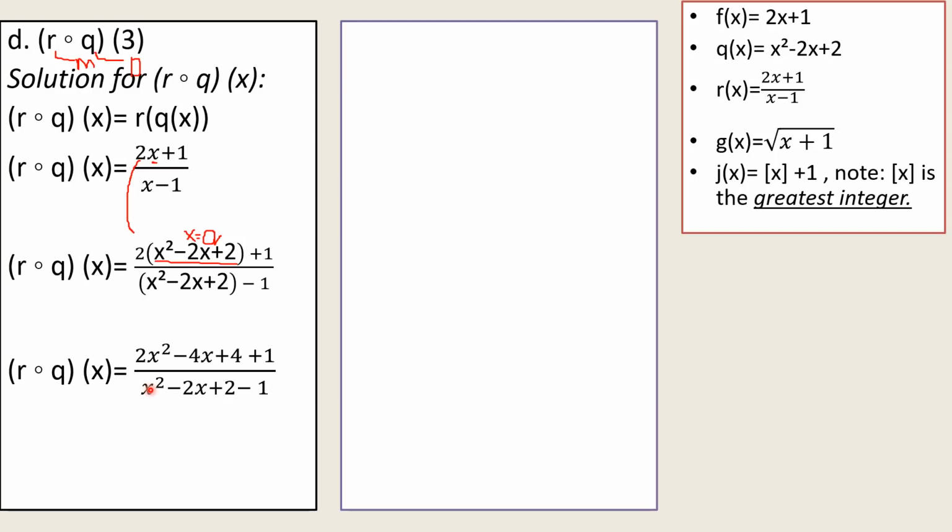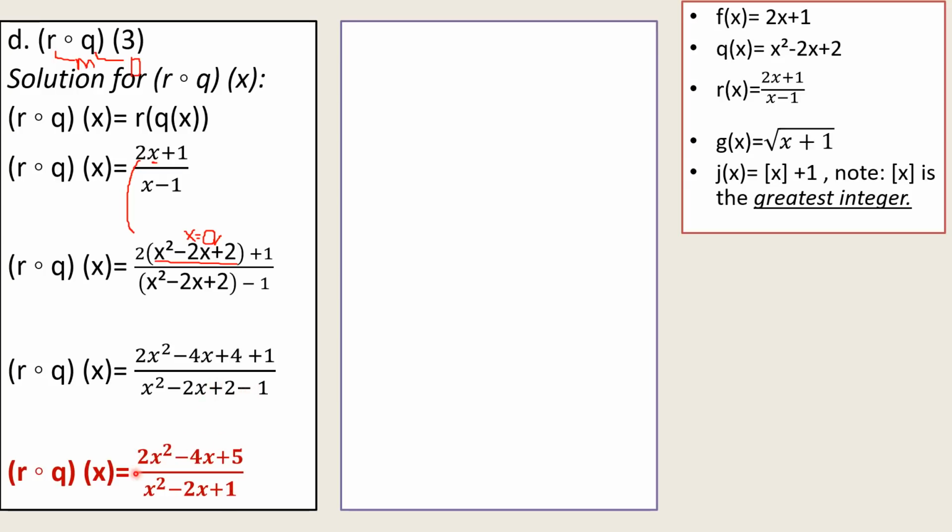Hindi pwedeng ipagsama si x squared at saka si 2x. Same as with 2x squared at saka si negative 4x. Hindi pwedeng pagsama yon. Okay? So, constants lang tayo. So, it would be what? 2x squared minus 4x plus 4 plus 1, it is 5. Then, all over x squared minus 2x, then 2 minus 1, it would become positive 1.